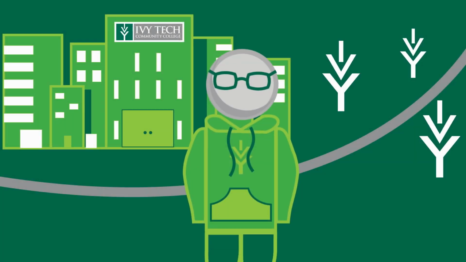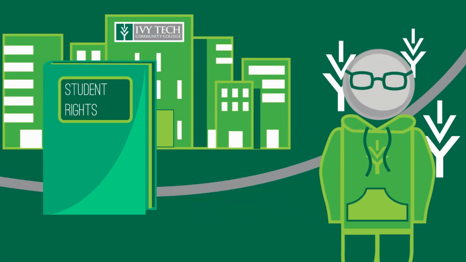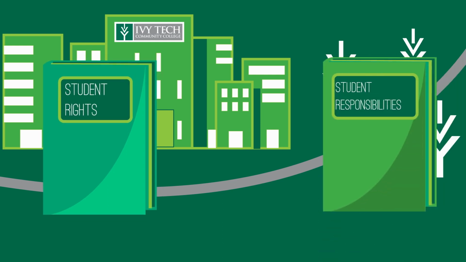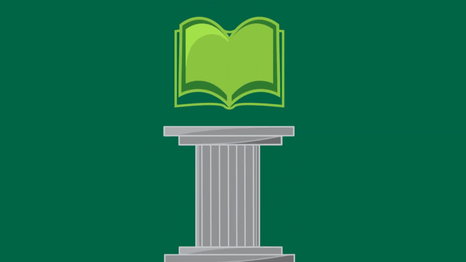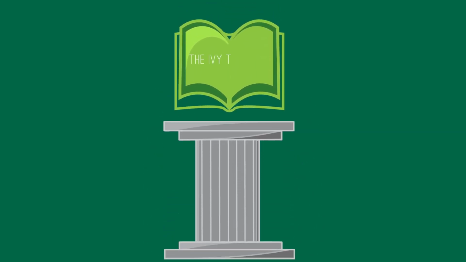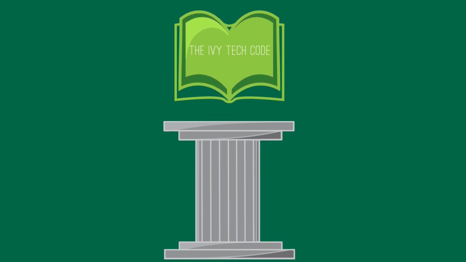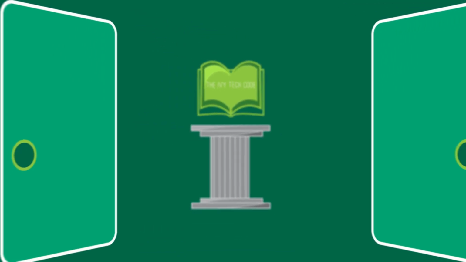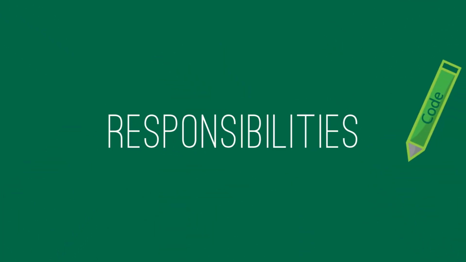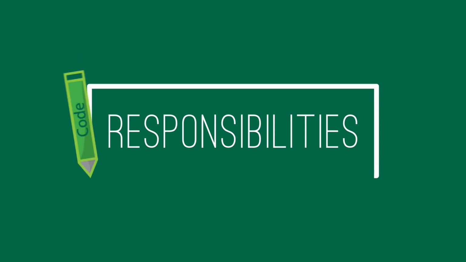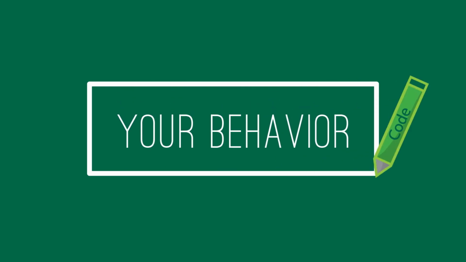As an Ivy Tech student, you have rights. It's important for you to know your rights, know your responsibilities, and know the process. The Ivy Tech Code of Student Rights, Responsibilities, and Conduct ensures your rights as an Ivy Tech student are protected. While you're entitled to respect and civility, you also have responsibilities to the campus community. The code also outlines these responsibilities and the college's expectations for your behavior as a student.